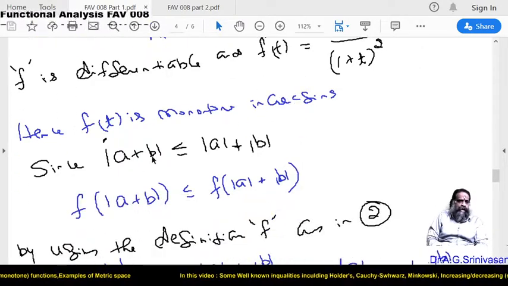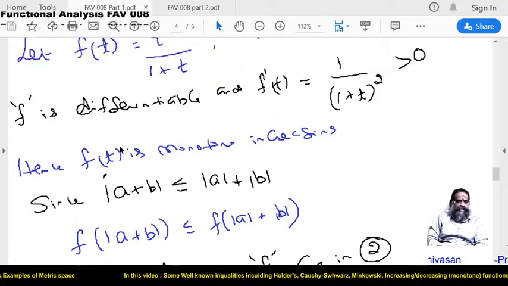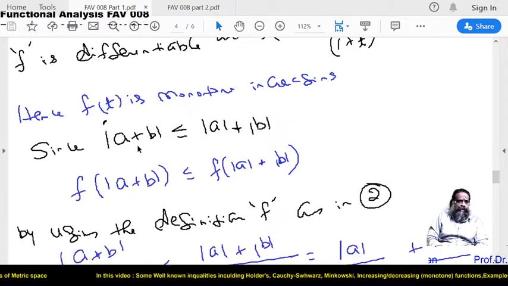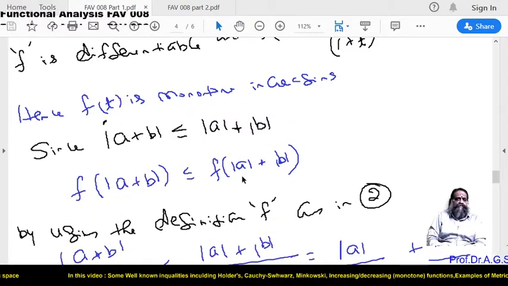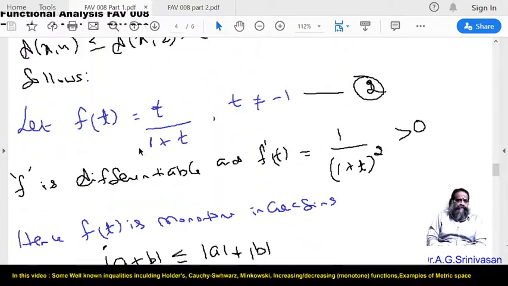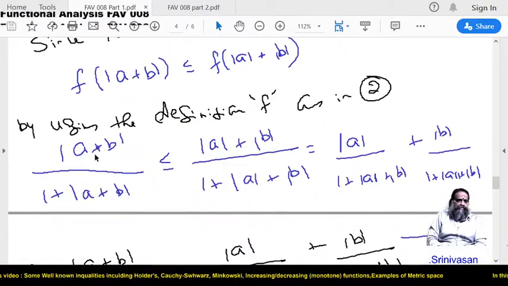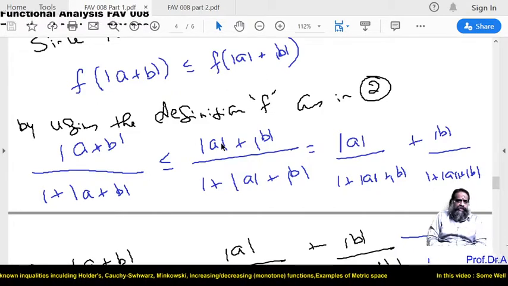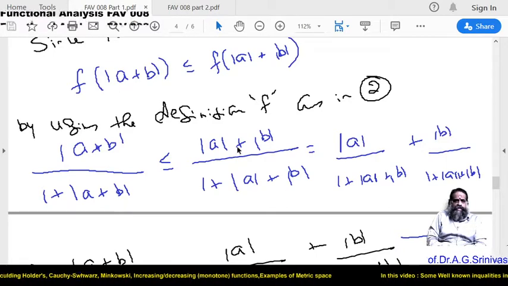Not only that, modulus (a plus b) is less than or equal to modulus a plus modulus b, and because f(t) is a monotonic increasing function, f of modulus (a plus b) is less than or equal to f of (modulus a plus modulus b). But by the definition f(t) = t by 1 plus t, so f of modulus (a plus b) is modulus (a plus b) by 1 plus modulus (a plus b), and this is less than or equal to modulus (a plus b) by 1 plus modulus a plus modulus b. But this can be put in two parts: modulus a by 1 plus modulus a plus modulus b, and another part, modulus b by 1 plus modulus a plus modulus b.